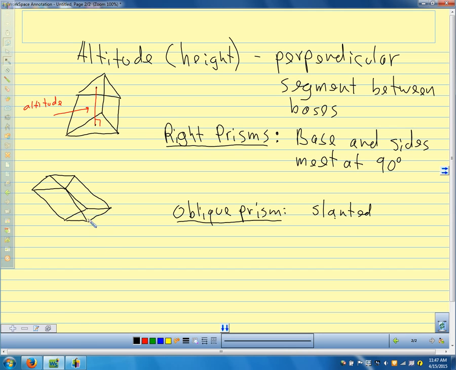So there's an oblique prism. It's kind of slanted. And for these, we find our altitude or our height, just like we did for triangles, outside the prism. So this is oblique. Oblique just means slanted.